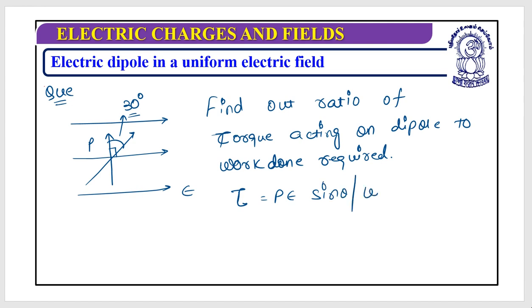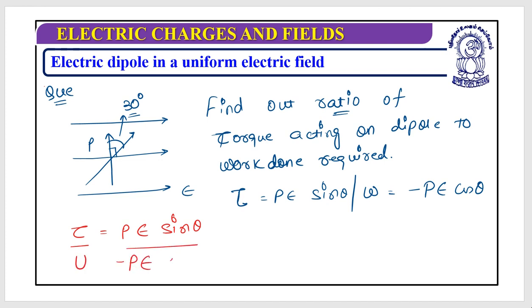What is the work done? It is minus of PE cos theta. I need to find out the ratio, so let's begin. Torque is equal to PE sin theta. Potential energy or the work done is minus of PE cos theta. The PE would go, so the ratio is equal to minus of tan theta.